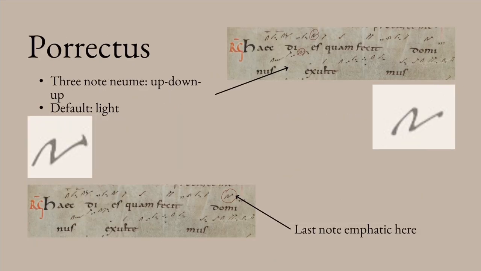We have our pes rectus, which is a three-note neume. Default again is up. So for the pes rectus, up, down, up, right? We start higher, lower, higher. You can also add an episema to the last note, as we see. This example is taken from Haec dies, which is the famous gradual for, excuse me, Easter Sunday.